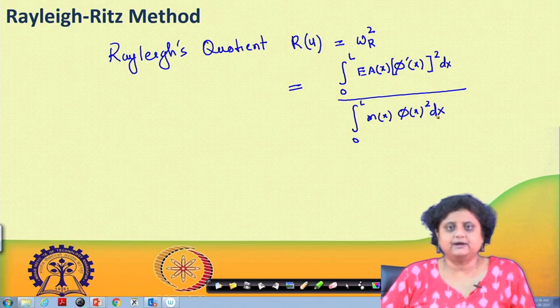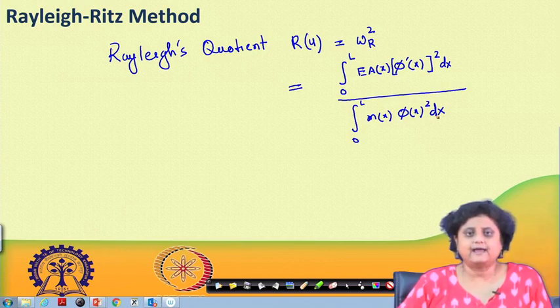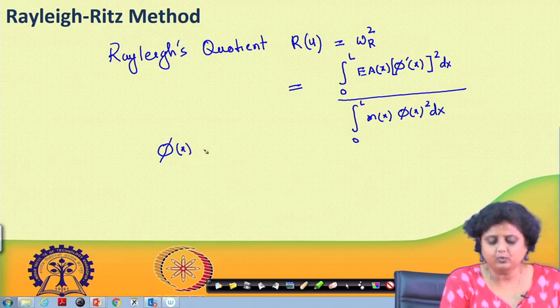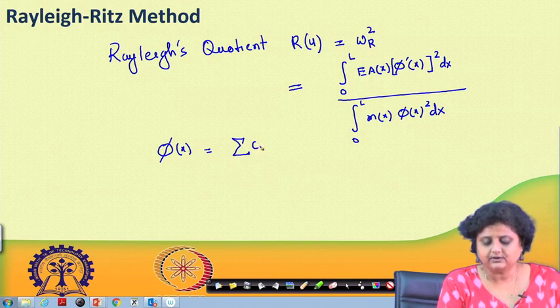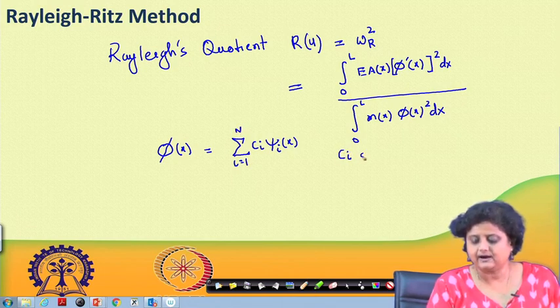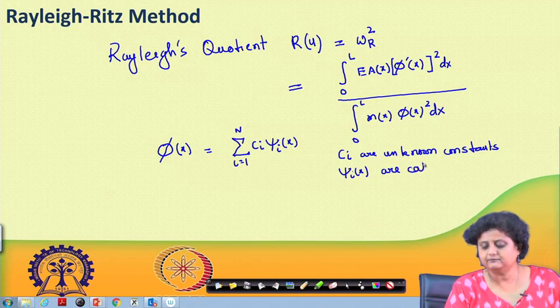In the Rayleigh-Ritz method we try to obtain a trial value of the mode shape phi x, and we see for what trial values of phi x the Rayleigh's quotient is minimum. How do we do it? We say that the mode shape is nothing but the summation of certain constants C i multiplied by certain trial functions psi i x, for i equals 1 to n, where C i are unknown constants, and psi i x, which are functions of x, are called the trial functions.